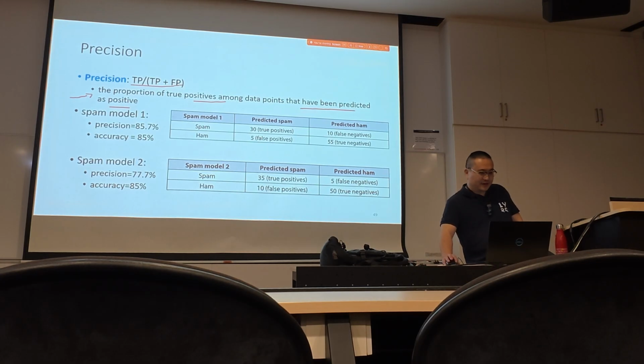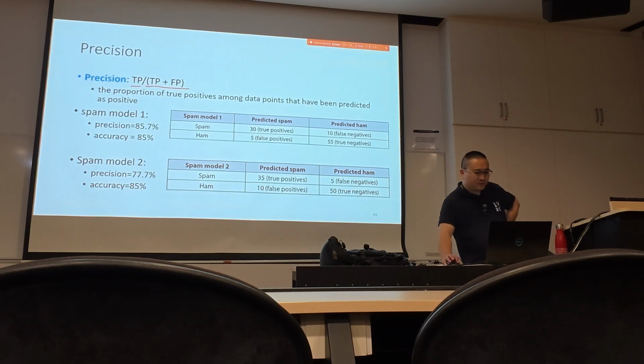Here, let's look at the formula. Now you can understand the formula. Given all the positive predictions, what are they? They are true positives and false positives, and the sum of them represents all the positive predictions. We want to know the proportion of the correct predictions. That's why we have the true positives divided by the sum of TP and FP. So this is the formula of precision.